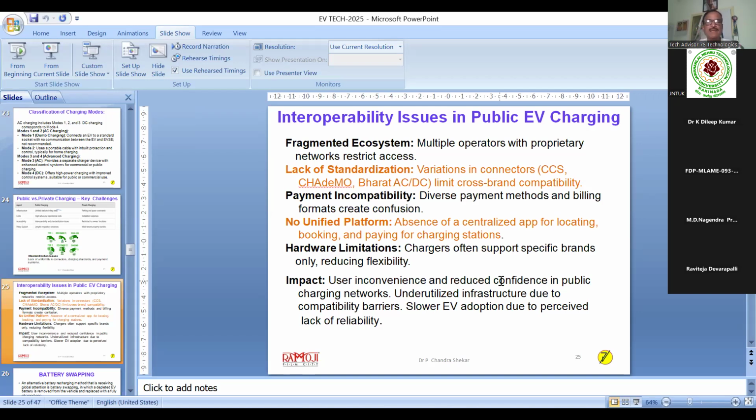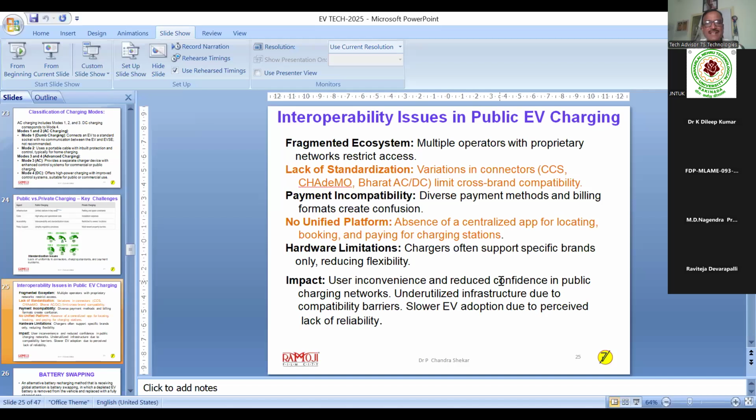Payment incompatibility: diverse payment methods and billing formats create confusion. So whenever you want to charge, you have to pay, and each one has their own system. No unified platform: absence of a centralized app for locating, booking and paying for charging stations. These are some challenges. Hardware limitations: chargers often support a specific brand only, reducing flexibility.